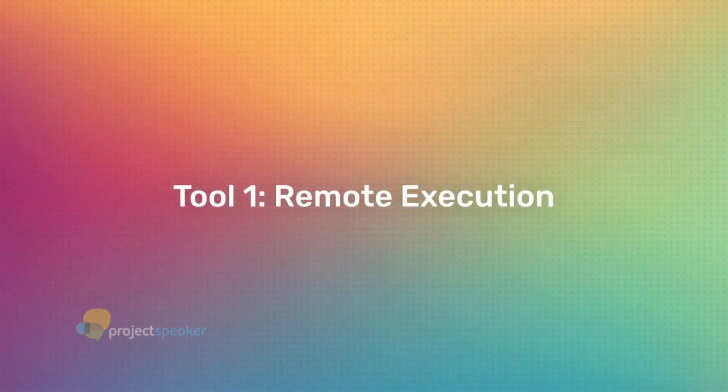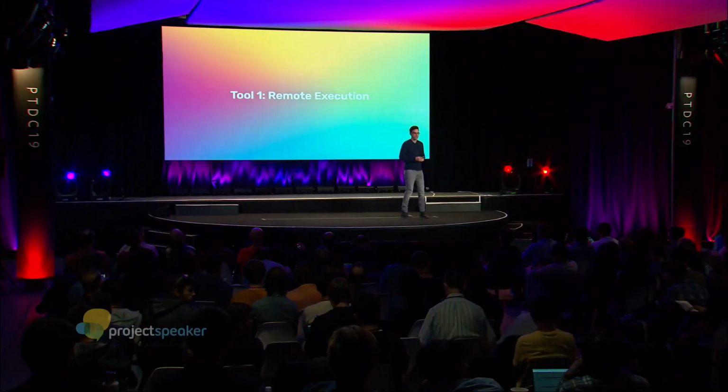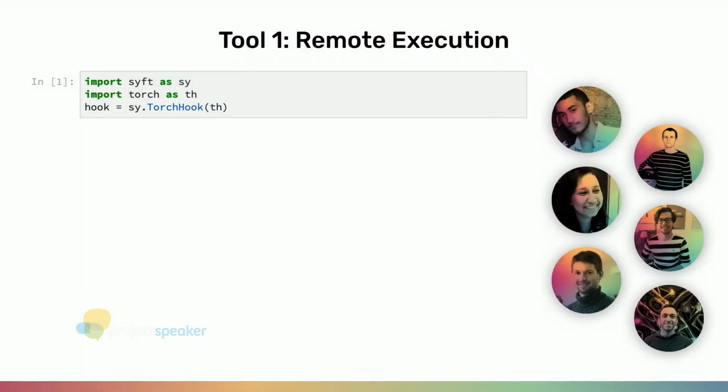So let's begin. The first one we're going to talk about is remote execution. Remote execution, simply stated, is the ability to leverage PyTorch on machines that you don't have direct access to. Let's see what this looks like. The first thing we do is we import Sift and we import Torch. And then we use this thing called a torch hook, which augments Torch with tools for privacy-preserving machine learning.